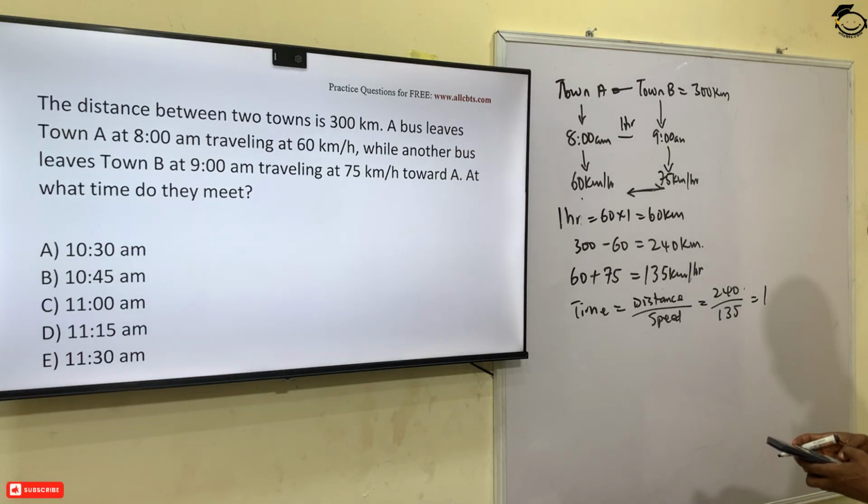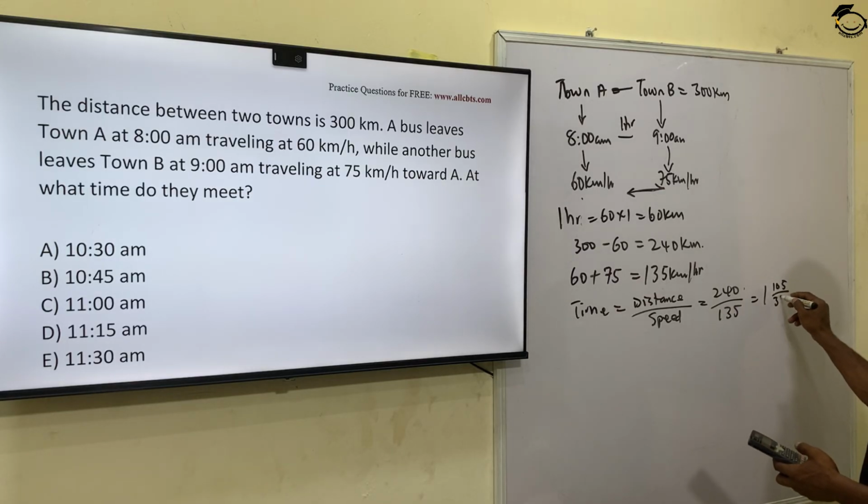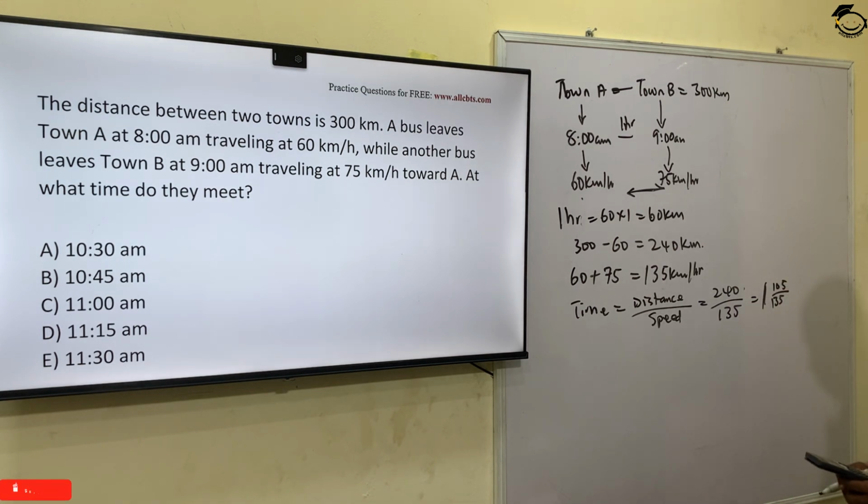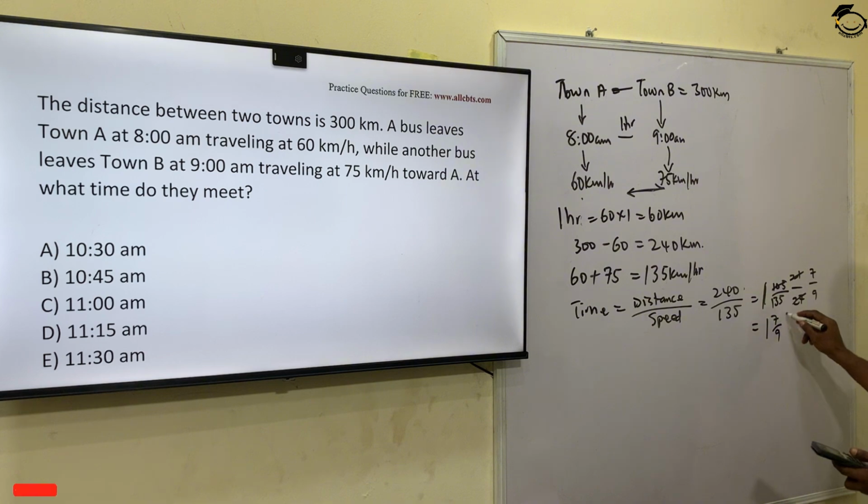one whole number 105 over 135. But now we can break down 105 and 135 by 5. This gives us 21 and 27. So we can still break it down by 3, giving 7 and 9. So we have one whole number 7 over 9 hours.